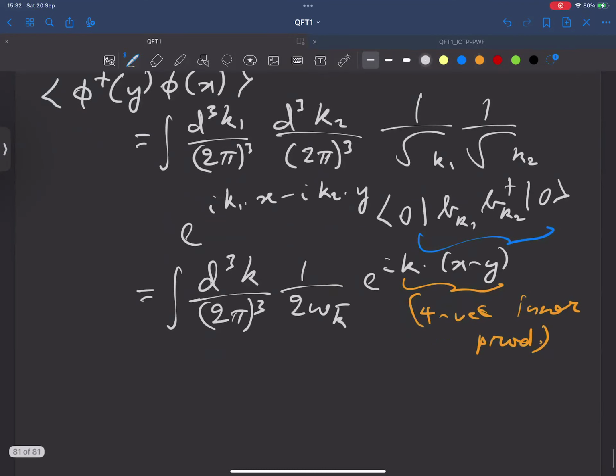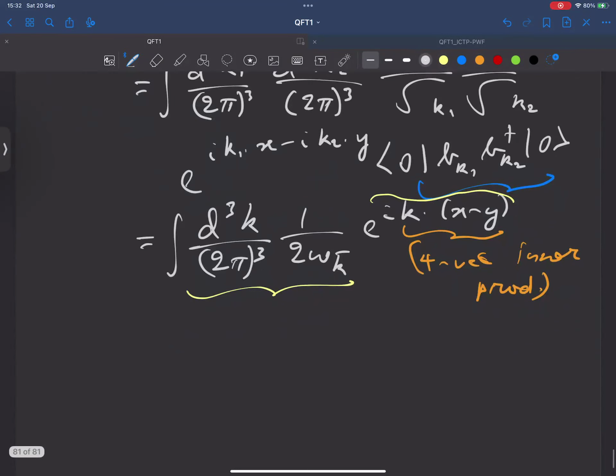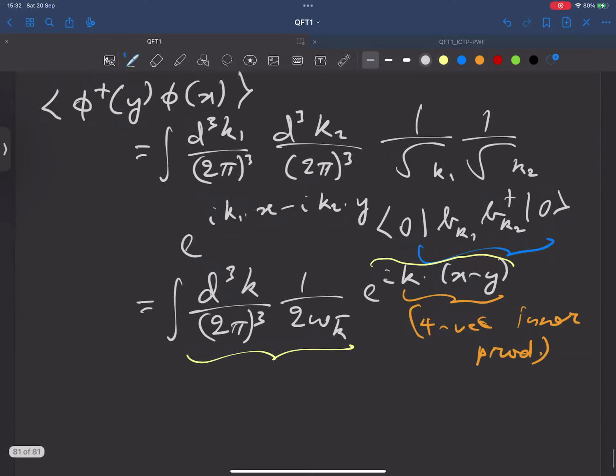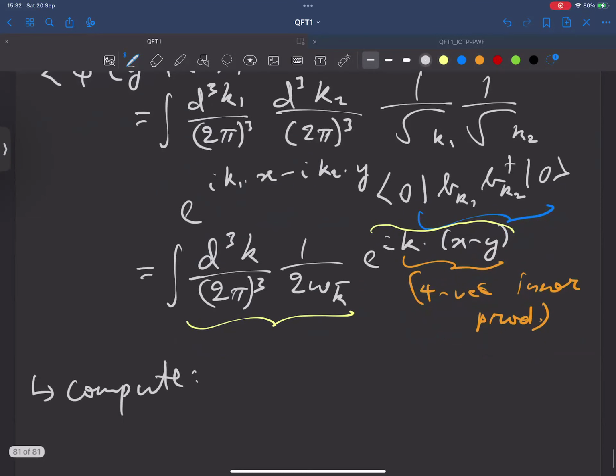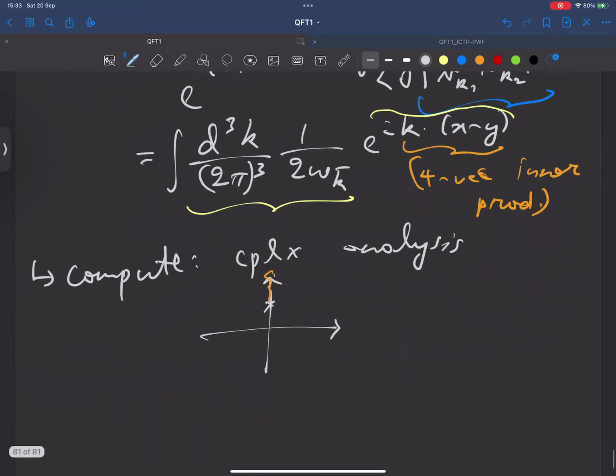Again, as we see, intermediate steps were not Lorentz invariant, but the final step is. So this is Lorentz invariant, this is Lorentz invariant. Now you can evaluate this integral using complex analysis like in the first class we did. You will have to pick the square root branches, the branch cuts, just like we did before. I won't do this here. Again, I'll write down an appendix for this.